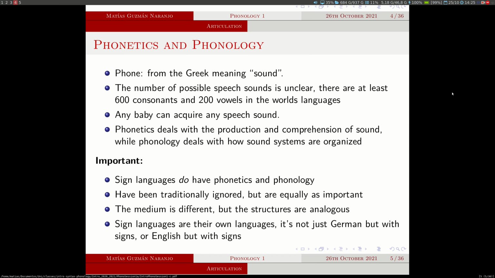Sign languages are their own languages. When we speak about German Sign Language, we're not speaking about German but using your hands. It's a completely different language. The same happens for any other sign language. For example, a curious fact is that British Sign Language is completely unrelated to American Sign Language. And American Sign Language is in fact closely, or more or less closely related to French Sign Language, while British Sign Language isn't. They came from different sources and are completely different.